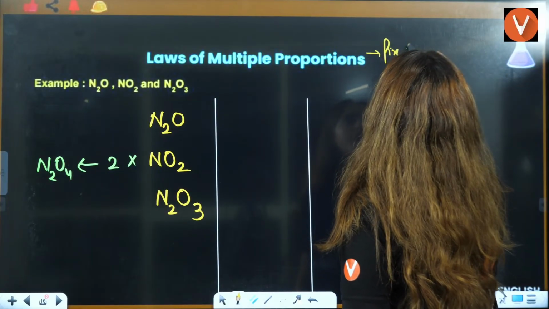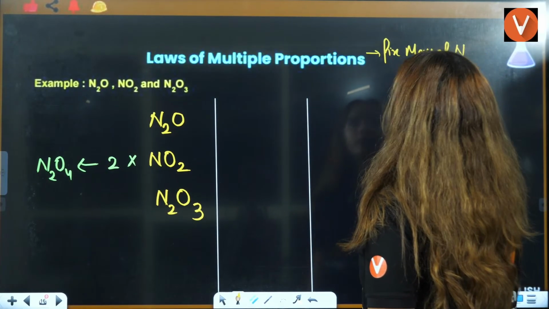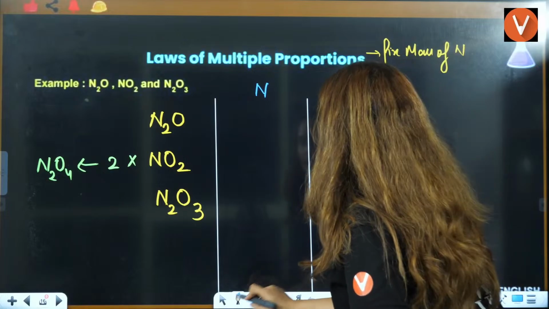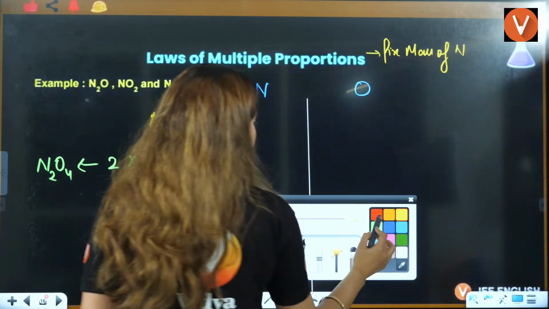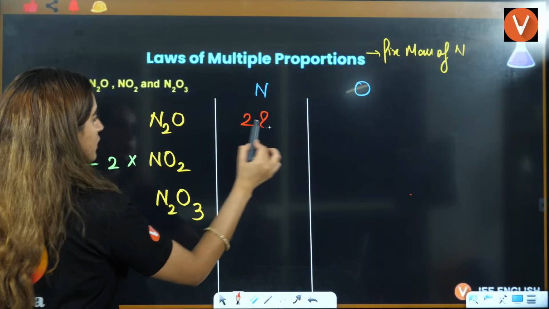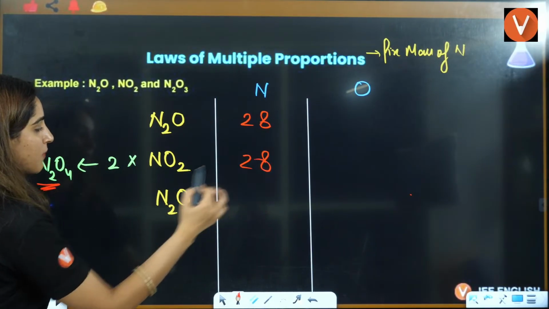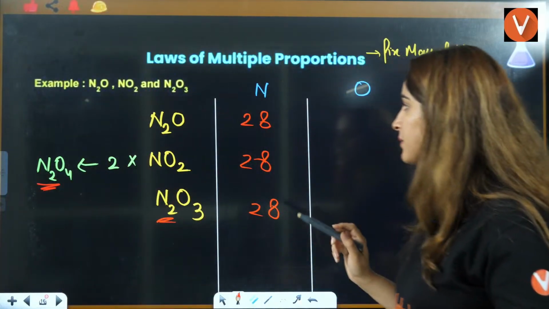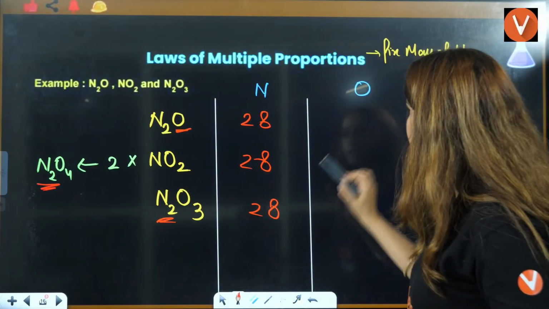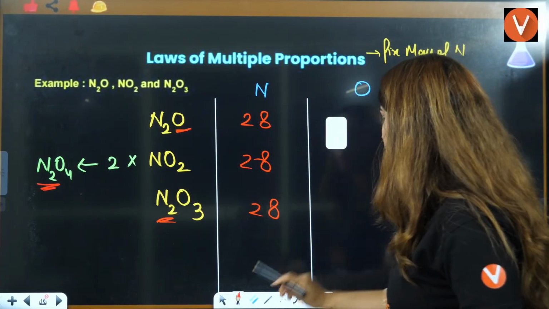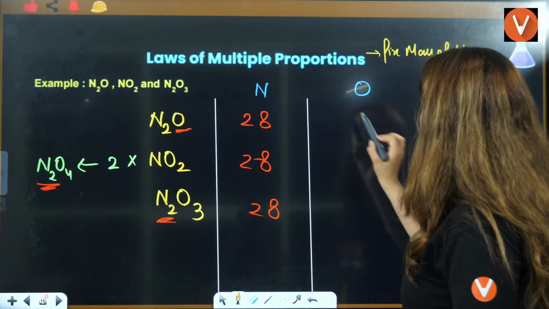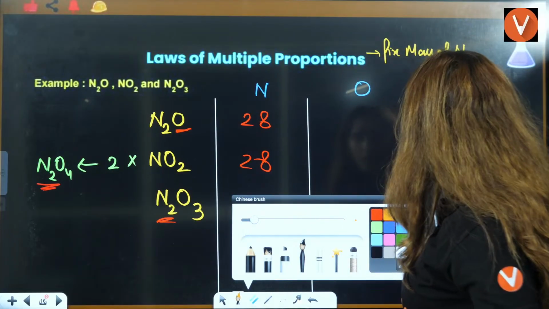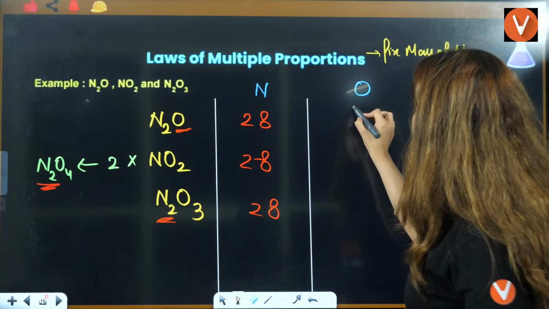Fixed mass of nitrogen. This is the mass of nitrogen, this is the mass of oxygen. So here the mass of nitrogen is 28. Mass of one nitrogen is 14, 14 into 2 is 28. Mass of oxygen is 16. I'll write it with white pen. Mass of oxygen is 16.